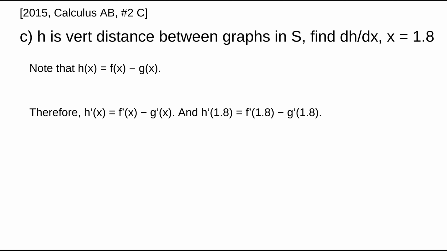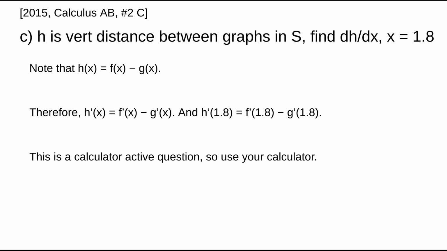Now, I suppose maybe you could find derivatives for f and g by hand and then evaluate them at 1.8. I do not recommend it. This is a calculator active question. Use your calculator. H prime of 1.8 is just f prime of 1.8 minus g prime of 1.8. Let your calculator do that math. It's negative 3.812.